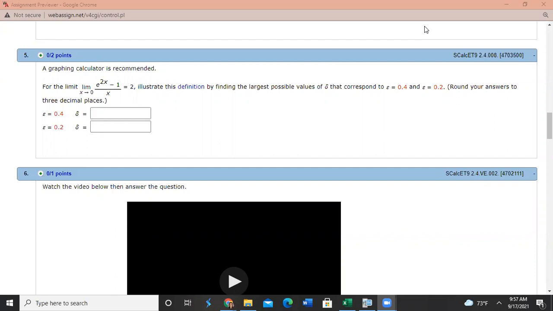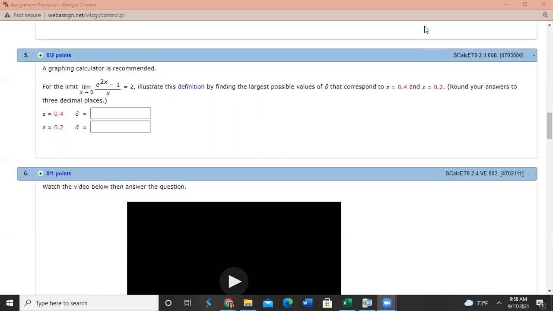That was one question that a lot of your classmates had a question on, and I'm going to do one more separate video on another question. So number 5 says a graphing calculator is recommended, and then it says for the limit as x approaches 0 of e to the 2x minus 1 all over x equals 2. Illustrate this definition by finding the largest possible values of delta that correspond to epsilon equals 0.4 and epsilon equals 0.2. Round your answers to 3 decimal places.